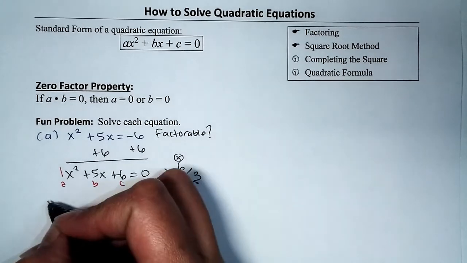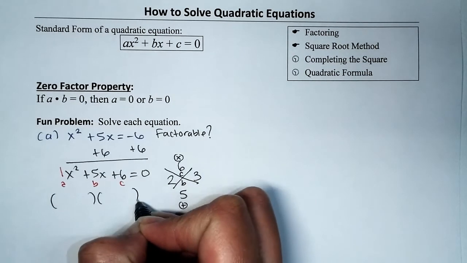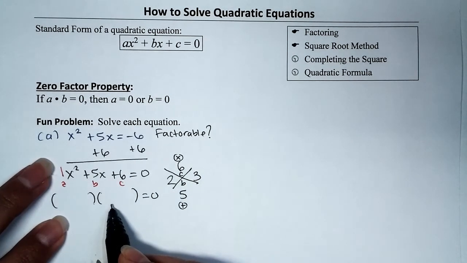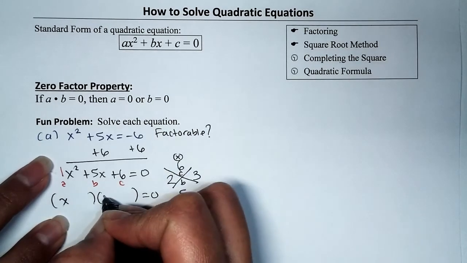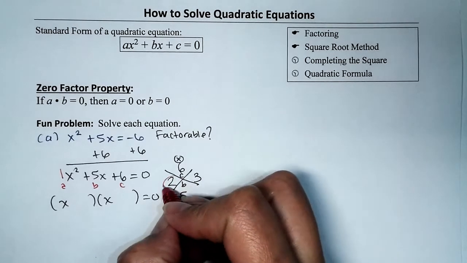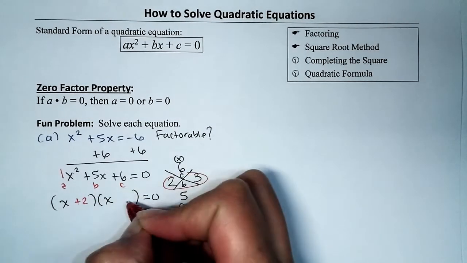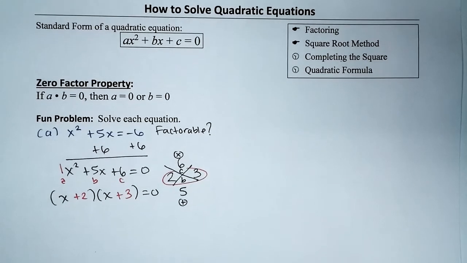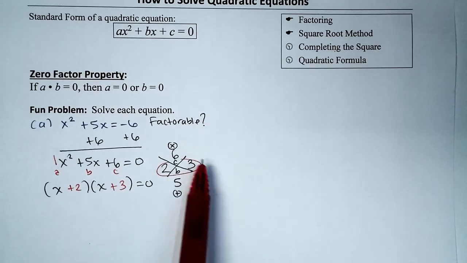So let's go ahead and throw down our sets of parentheses. The product of the first terms should give us x squared, so let's put the x and x. Then to complete the binomial factors, we're going to use the sides in the x game. Sorry for the redundancy. The question is, do we have to show this x game? No, if you don't need it, I don't need it.